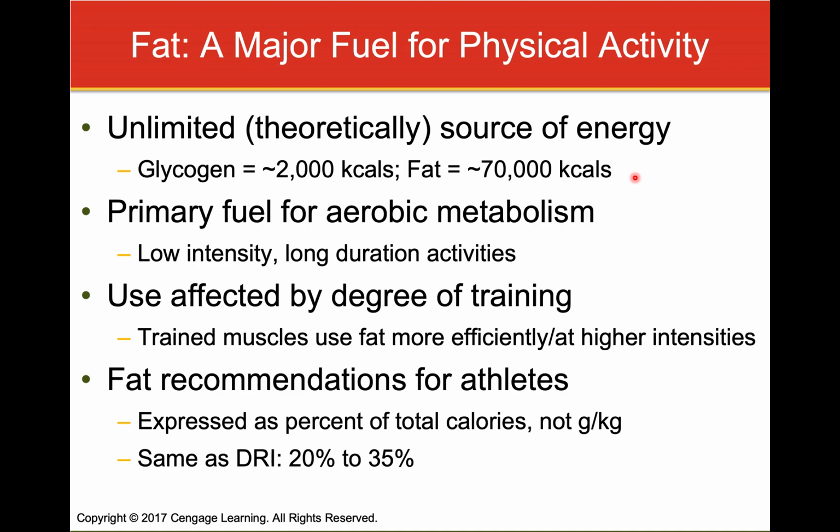As we learned, fat is very energy dense, right? We can pack a lot of it into a small place. Fat is the primary fuel for aerobic metabolism, our low intensity, long duration activities. The use is affected by the degree of training, so trained muscles use fat more efficiently at higher intensities. This is the same as when I went back to that little graph and said how we move it to the right, right? People who are trained are able to use fat more efficiently, thereby sparing carbohydrates.